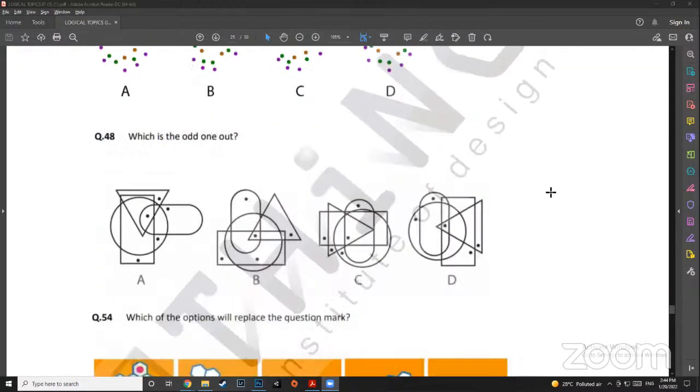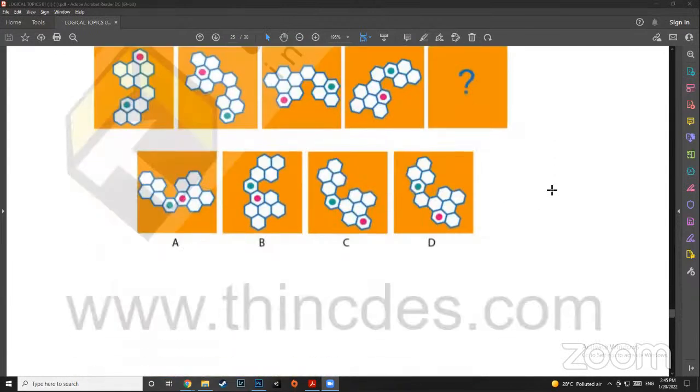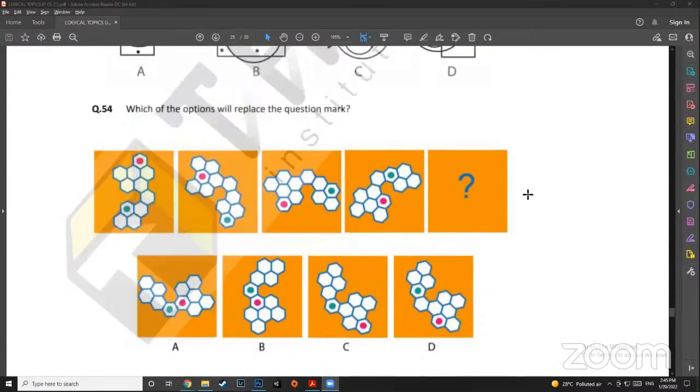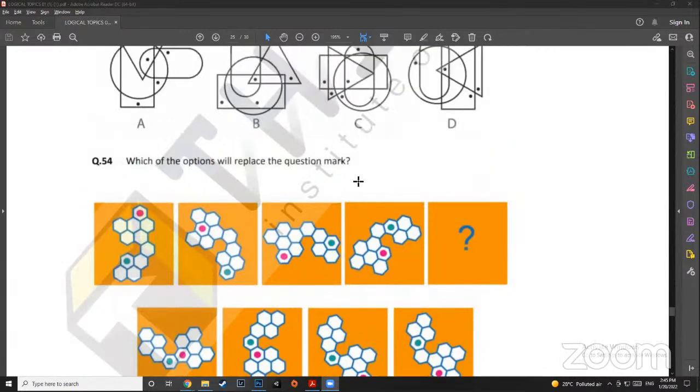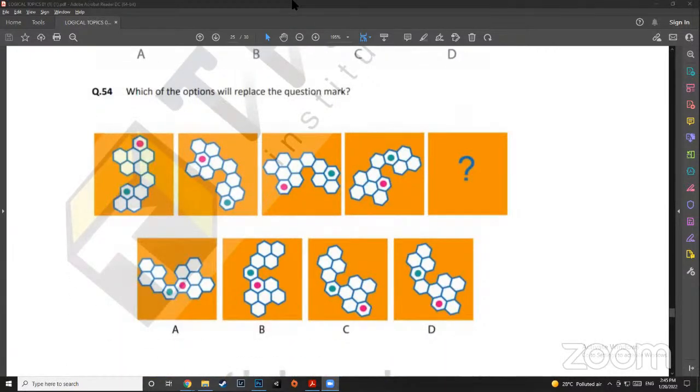Then there is series, where they give you a series of something, and then they want you to figure out what option will come in the end. So if you look at this question, I want you to divide all of them like this, right, in two parts. We can see that the pink dot is rotating anti-clockwise. Can you see that? It goes like this, right? It has reached the second one. It has reached the third one, which is here. It has reached the fourth one here.